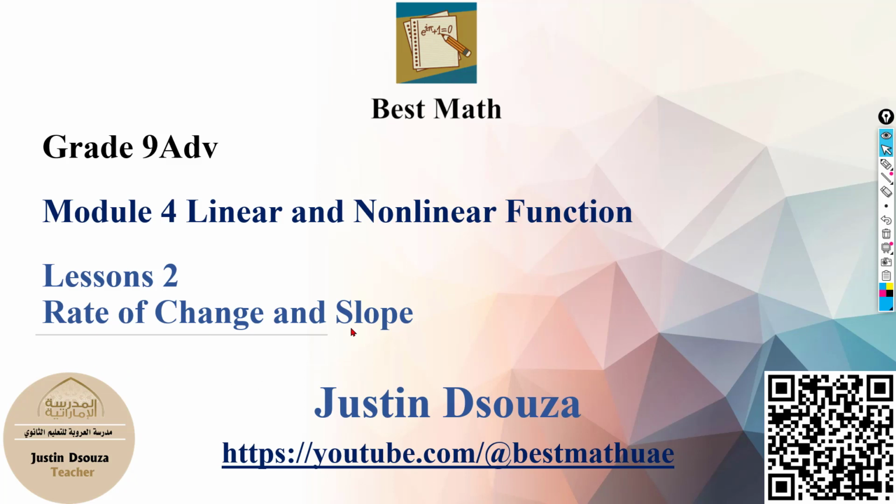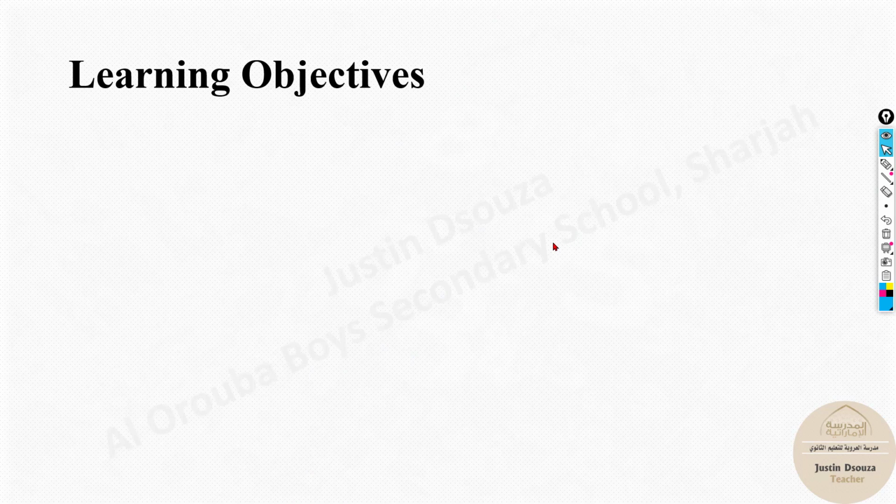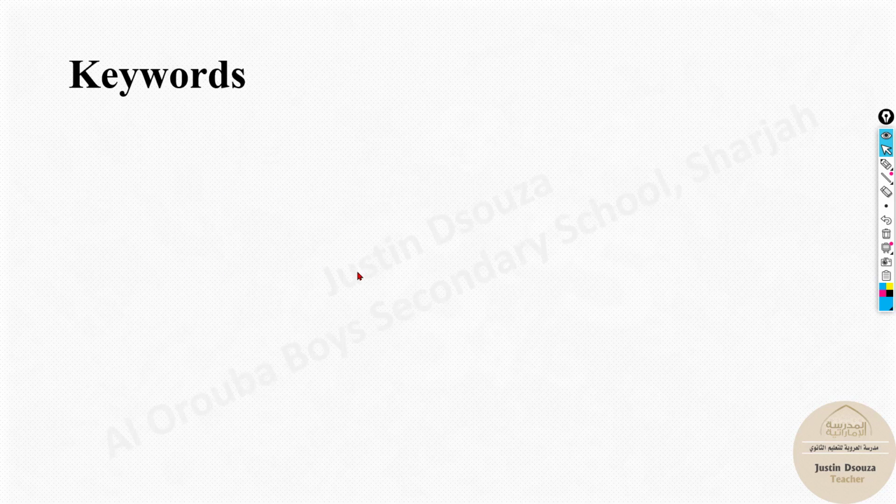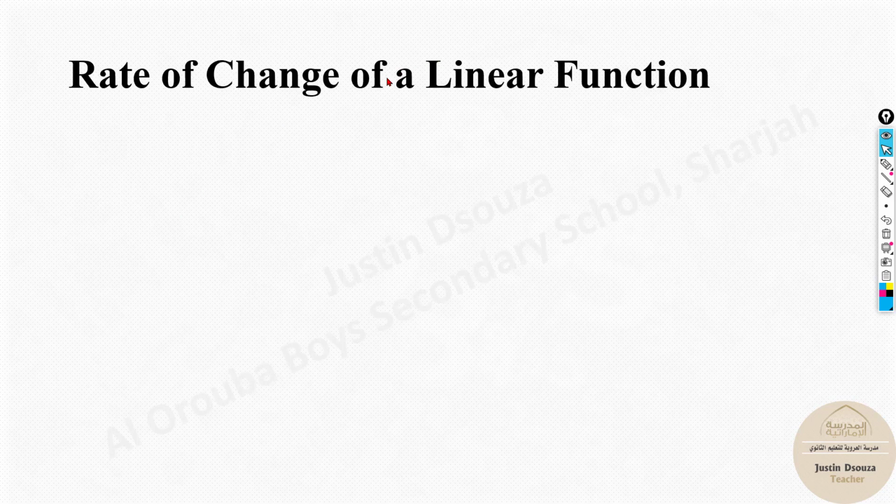This is a very crucial lesson because we will have to use this concept so many times in the future as well. The learning objectives of this lesson are to calculate and interpret rate of change, and to calculate and interpret slope. We will look into both of these objectives in this video, and the keywords are rate of change and slope. Now, what exactly does rate of change or slope mean? It's one and the same. You can understand it interchangeably.